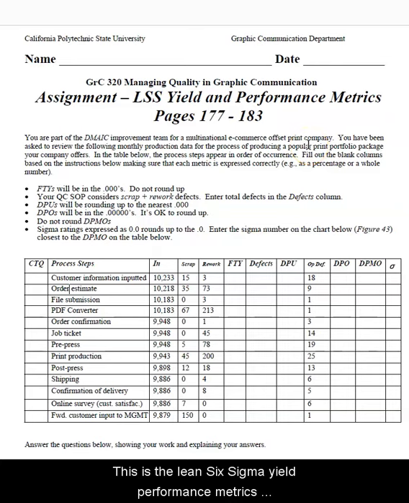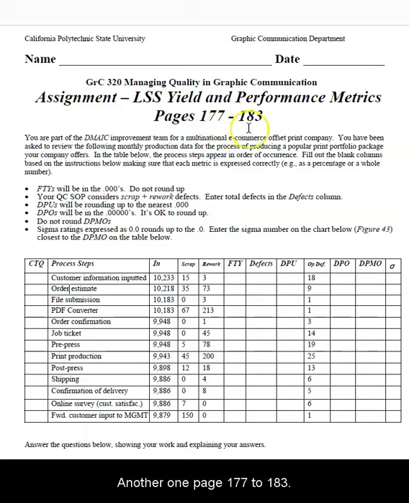So this is the Lean Six Sigma Yield and Performance Metrics. Go ahead and make sure you're comfortable with the formulas and the understanding of what each metric does. Set out on page 177 to 183.